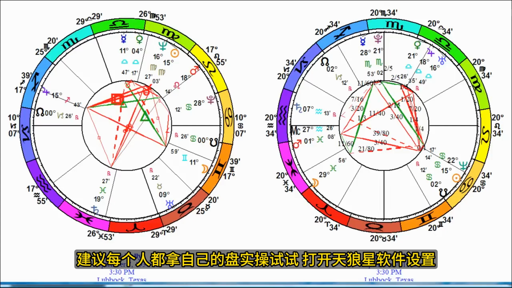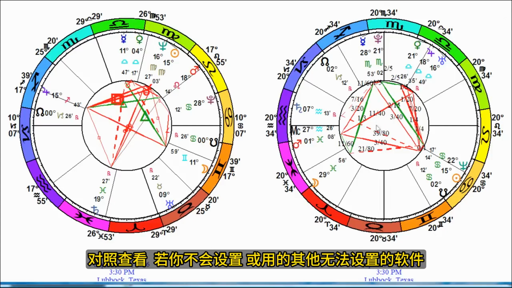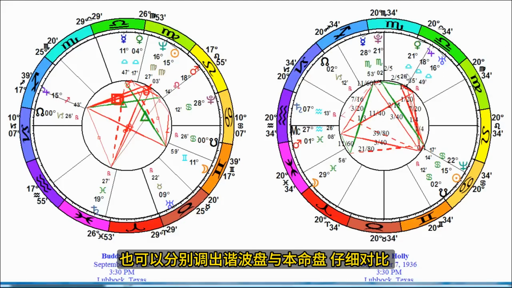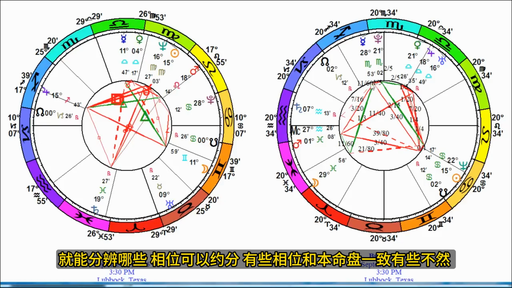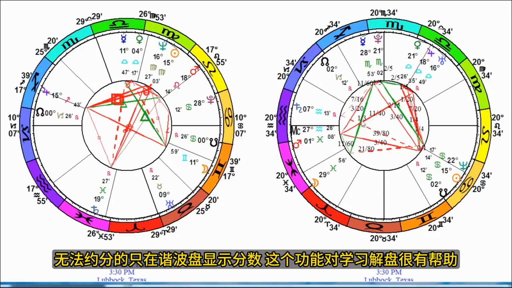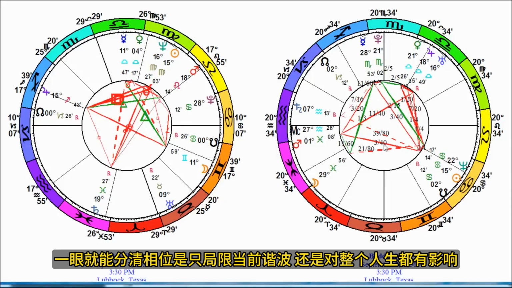Just my point was do your own charts. Turn on that option to see this. If you haven't set that in the Sirius software, if you have other software, you don't have that feature, you can just create the harmonic chart and have the natal chart, and you'll compare. And you'll see that some of them are reducing, are actually in the natal chart, and some are not. Having this fraction, though, is really helpful for learning and for interpretation. It's fantastic because you immediately know whether the aspect applies only to this chart or to all charts.